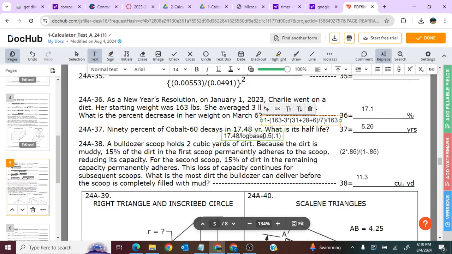90% of that decay isn't that long. What is its half-life? Well, we have to figure out how many instances of the element halving have happened for 90% of it to decay. So that is log base 0.5 of 0.1. You'll get like 3.2, I believe. That represents the number of times it is halved. Once you have that, you divide the total amount of time it took by how many times it's halved to find how long it takes to halve. And you get 5.26 years.